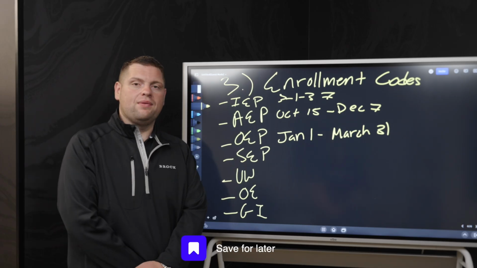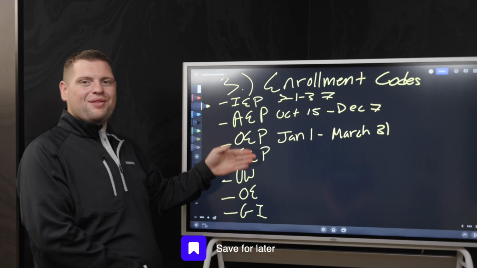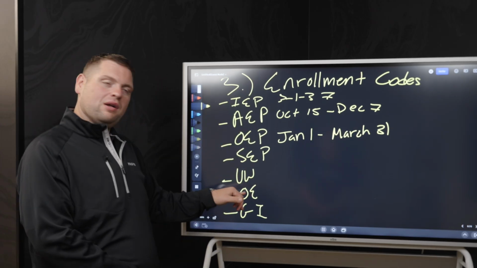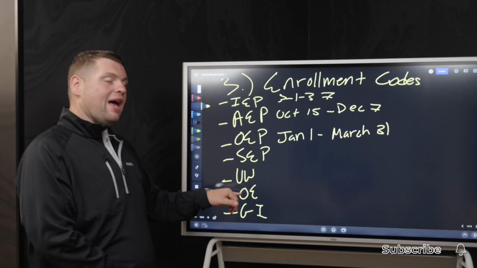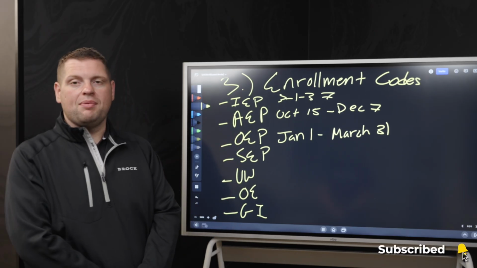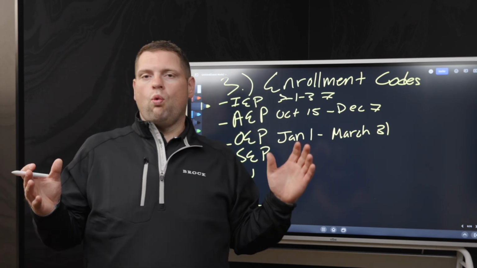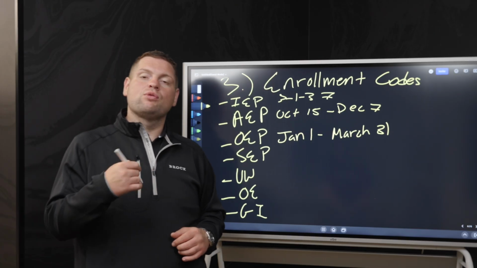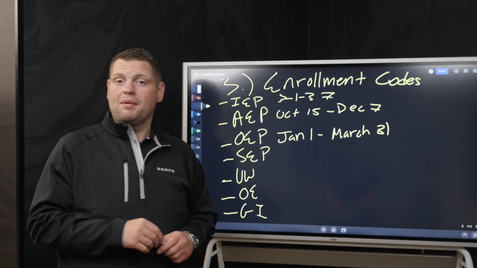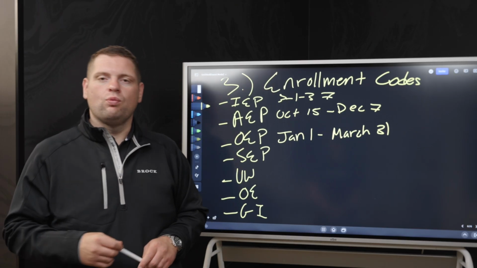And then we have OE. So this is not to be confused with OEP, but the letters mean the same. This is open enrollment. Up here we have open enrollment period, which is for Medicare Advantage plans, and then we have OE, which is open enrollment for Medicare supplement plans. This is a 1-year window, 6 months on either side of my Part B effective date, that I can enroll into a Medicare supplement plan with no underwriting required.